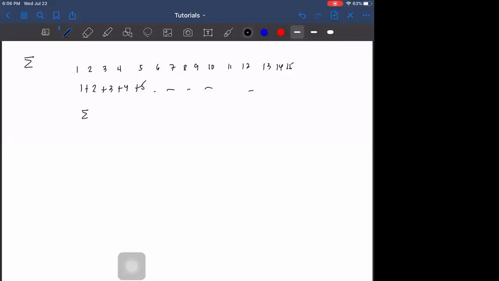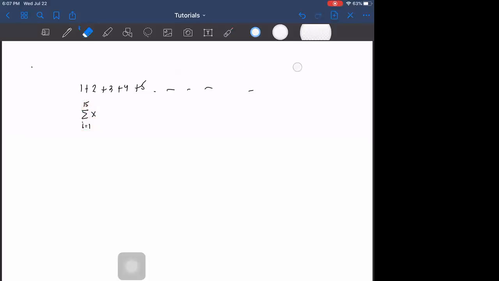Supposing each number here is denoted as x. The summation of x, from 1 to 15, from the first term to the 15th term. Okay? That is the use and meaning of summation. Now, why do we discuss that? Okay, let's go to the application of where we will use it.